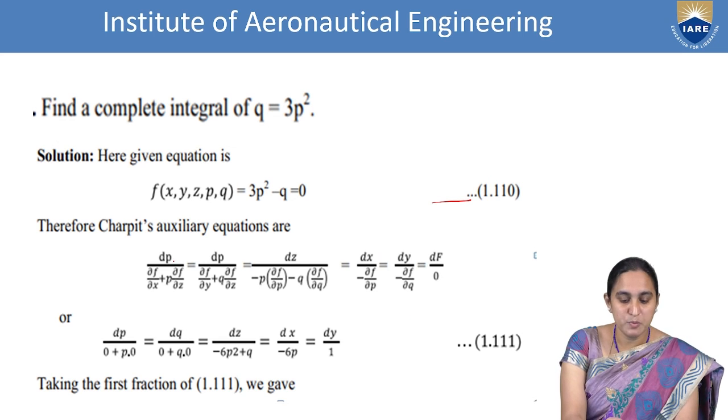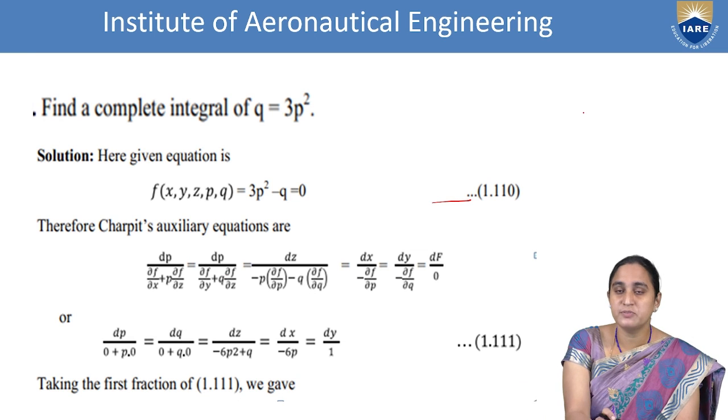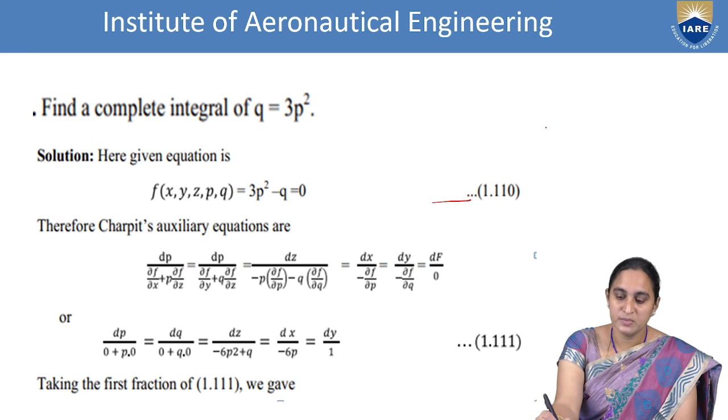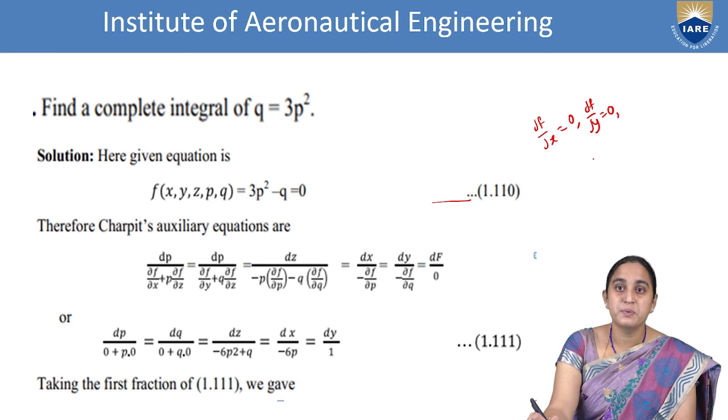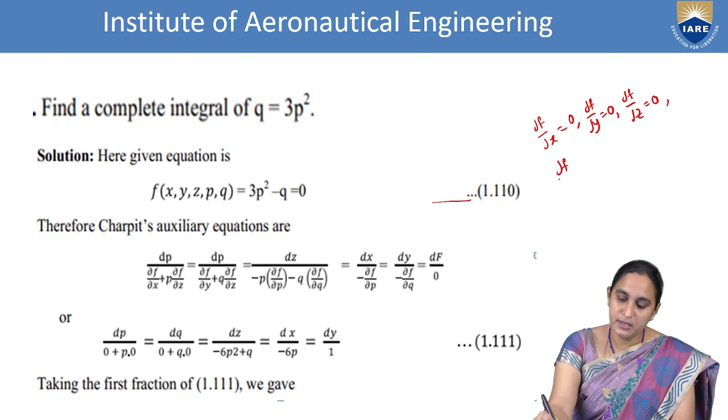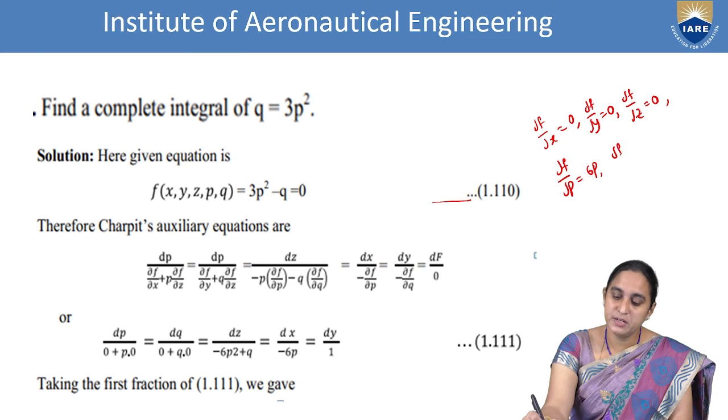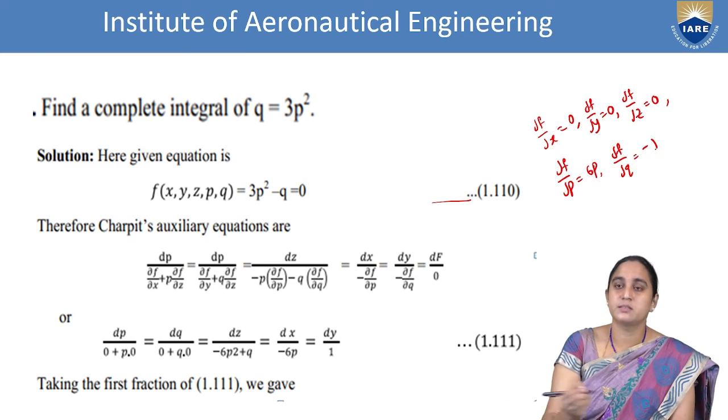Before writing the Charpit equations, first I'll differentiate f with respect to x, y, z, p, q. The differentiation of f with respect to x is 0. Next, with respect to y, 0. And with respect to z, 0. And with respect to p, that is 6p, right? And with respect to q, that is minus 1.